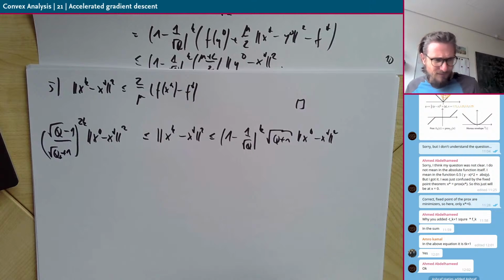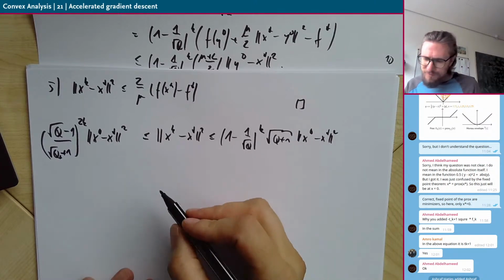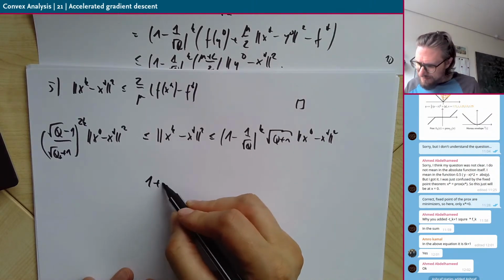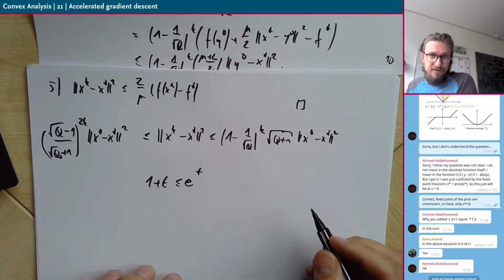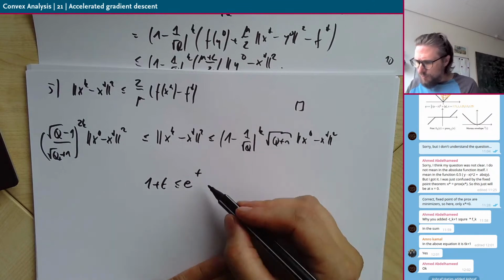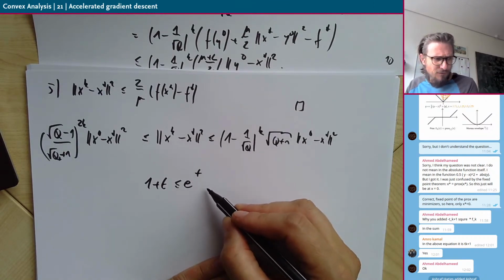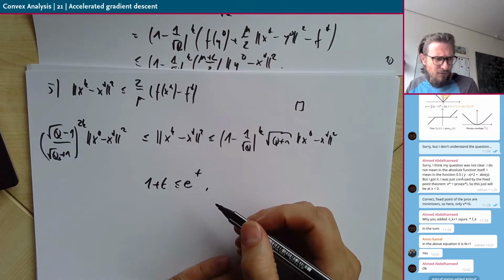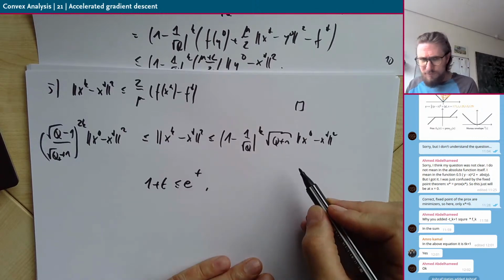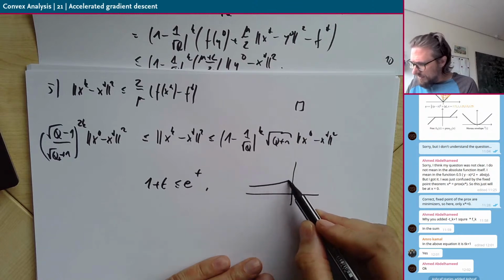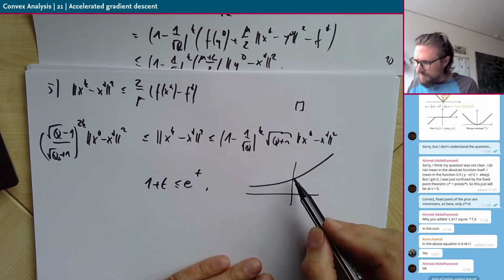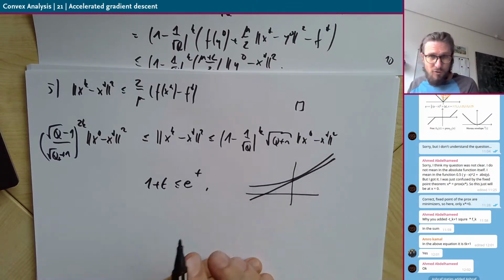What we need is this estimate: 1 plus t is smaller than e to the t. And that is just Taylor expansion. This holds globally. So this is the exponential function, and this is just the Taylor expansion at 0, which is just 1 plus t. So it holds globally for all t.